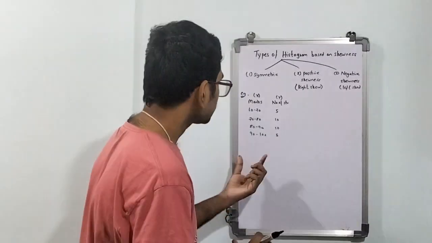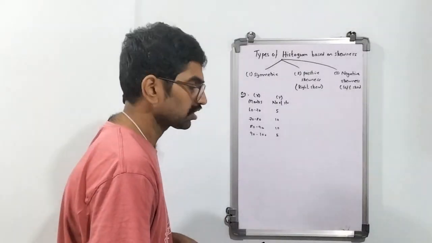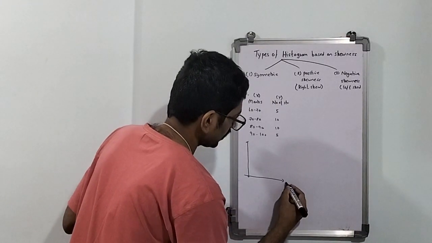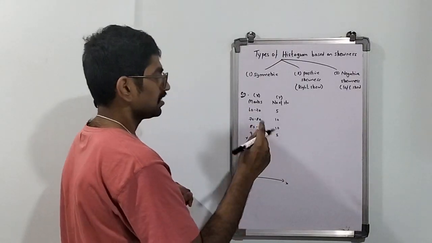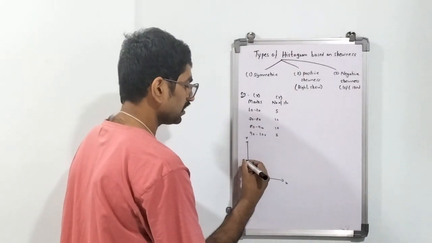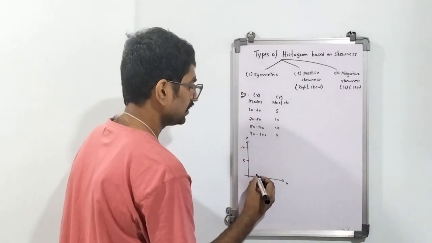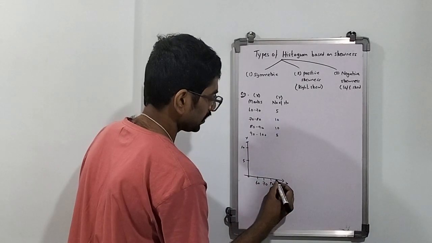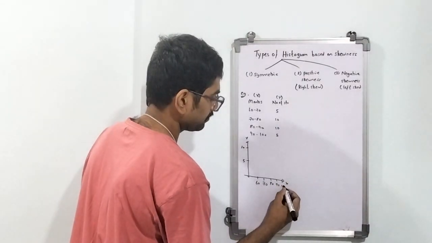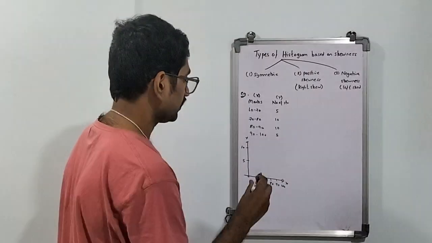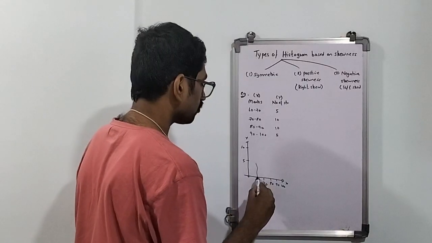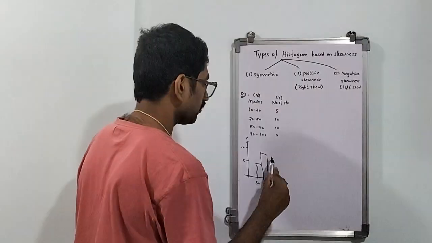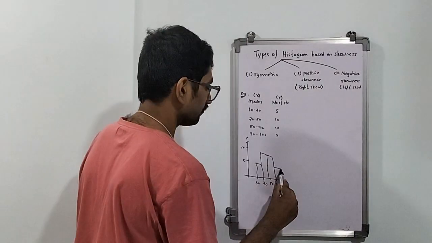Now in this example, if we try to plot the histogram, how will the histogram look? Here it will be X, here Y. Here we will write 5, 10. Here we will write 60, 70, 80, 90 and 100. Now we will plot it. From 60 to 70, 5 of them got. 70 to 80, 10 of them got. 80 to 90, 10 of them got. 90 to 100, 5 of them got.